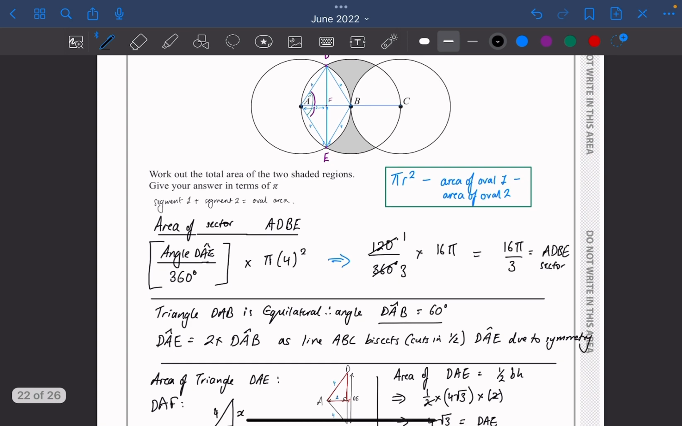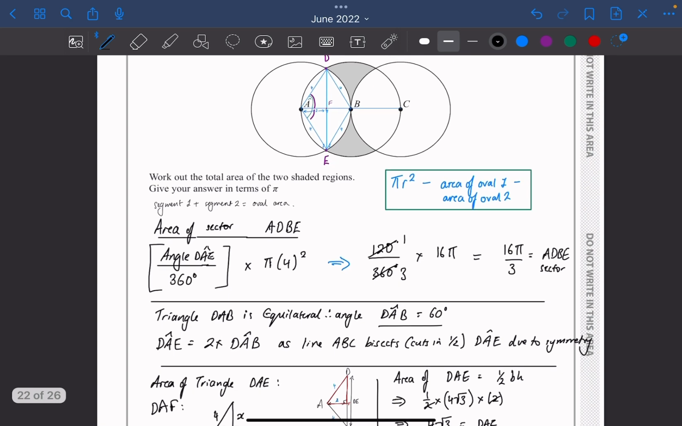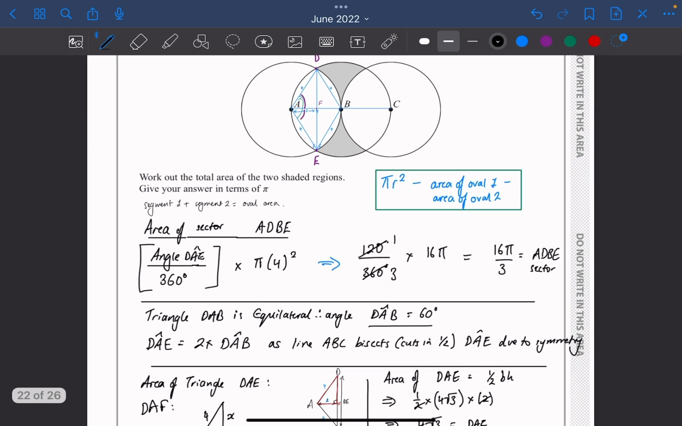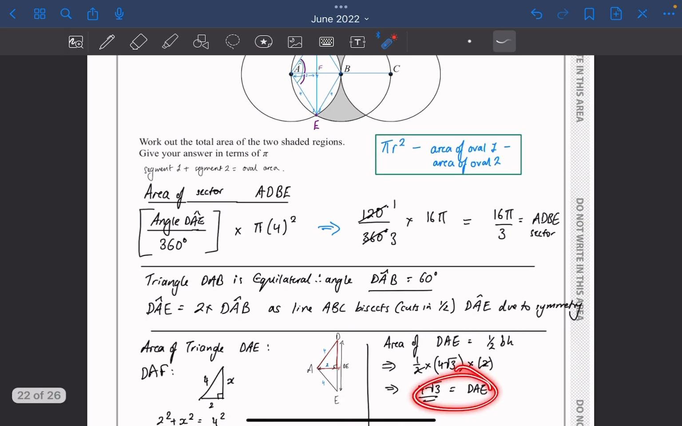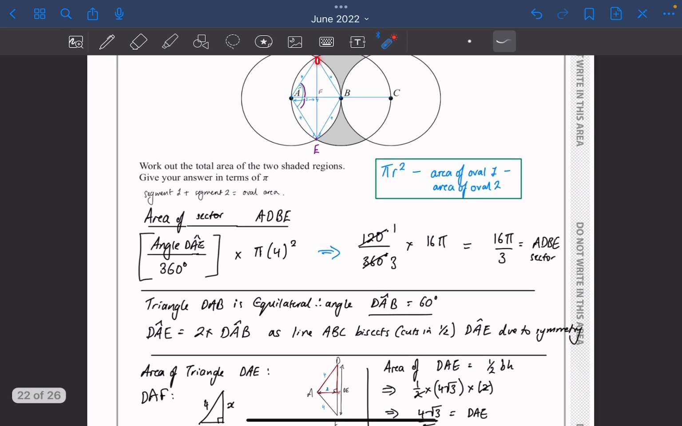Now let's go back to our plan. We wanted to find out the area of the segment DBE. We want to find out this area. So we have found out this area, ADBE, which is this. We have found out the area of this, which is this. So if we take the 2 away, we should get the area of this.